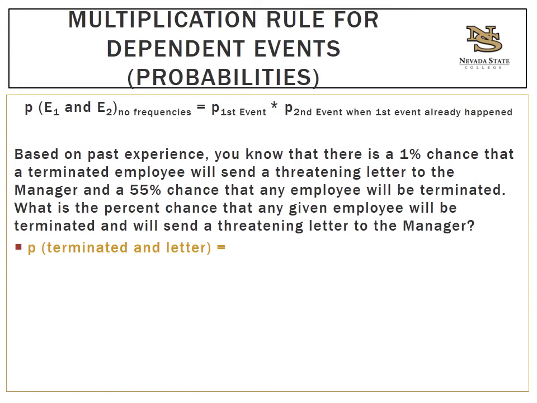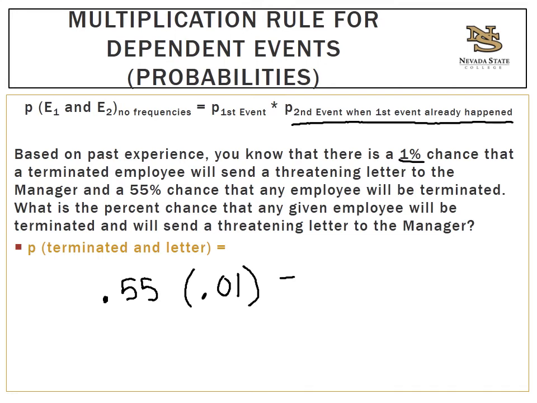So now take a look at a slightly different example where we're looking at a 1% chance that a terminated employee will send a threatening letter to the manager, and then that same 55% chance that any given employee will be terminated. So how likely would it be that an employee would be terminated and send that threatening letter? It's funny, they're more likely to sue than be sending threatening letters. They jump straight to trying to get money. All right, so you take the probability of the first event being terminated, and then you multiply it by the probability of the second event, that once they're terminated, they'll send a letter. So the probability of sending a letter when we already know they've been fired or terminated. Turn that percentage into a p-value and you get 0.006, or a 0.6% chance that any given employee will be terminated and will send a threatening letter to the manager.